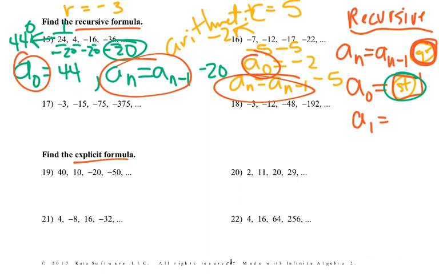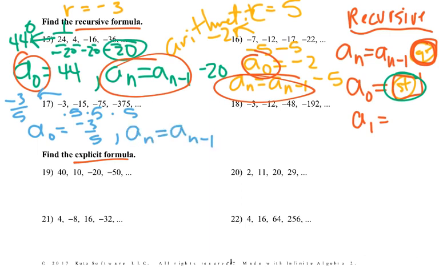Okay? So if we look at 17, negative 3 to negative 15 to negative 75. So we're definitely not adding by 12, which is what we need to add by. Okay. Instead, we're going to have to be multiplying. So 3 to 15, we would times by 5, which if you need to, you can double check that. So if we go backwards, this one can be the tricky one. So the opposite of multiplication is division. So I'd go negative 3 divided by 5, which I just leave as negative 3/5. So a sub 0 equals negative 3/5. Then a sub n equals a sub n minus 1 times 5.